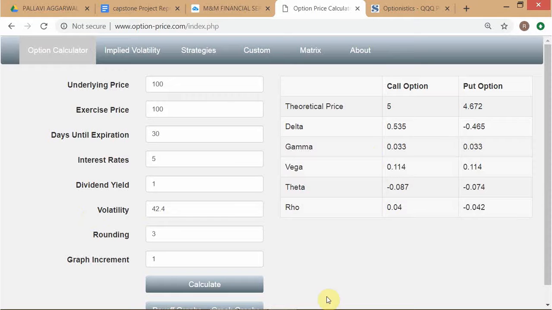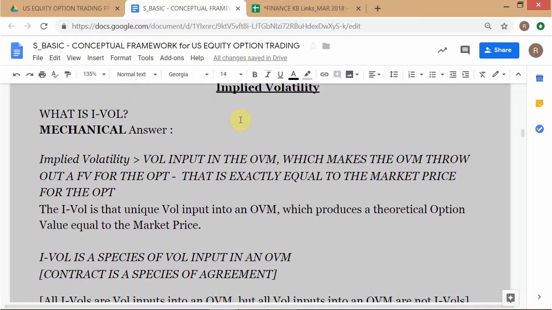So we found that this is the I vol. So what is the I vol then? This is why I said your notes, this part, now you see what I've written here makes sense. I vol is that vol input in the OVM which makes the OVM throw out a fair value for the option that is exactly equal to the market price for the option. Is this clear? It's a long definition, but it has to be accurate. That's why it is long.